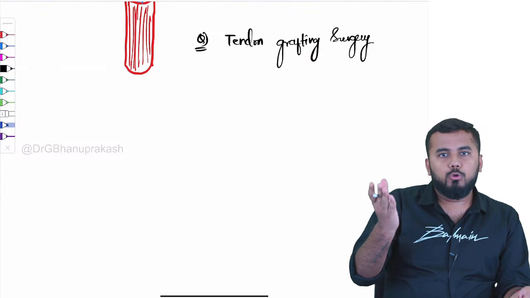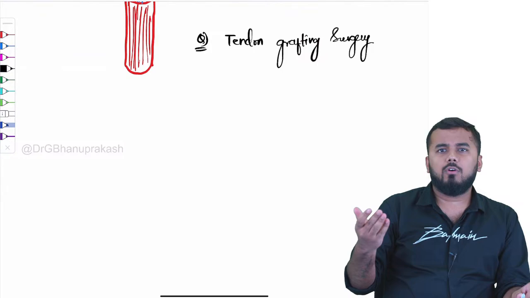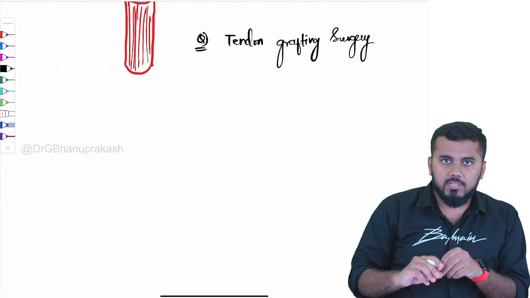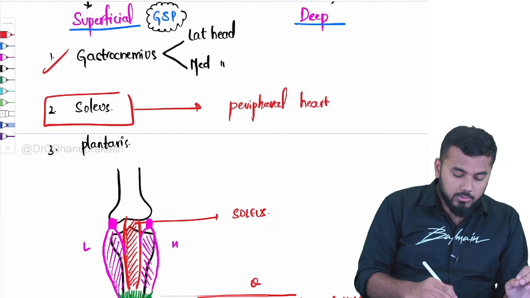Whenever there is any kind of injury to the ligament, when that ligament is cut, when it is damaged, you have to replace it. So you will replace it with the help of a tendon. That is the reason why you call it tendon grafting surgery. I have told you three muscles. What are these three? Gastrocnemius, soleus and plantaris.